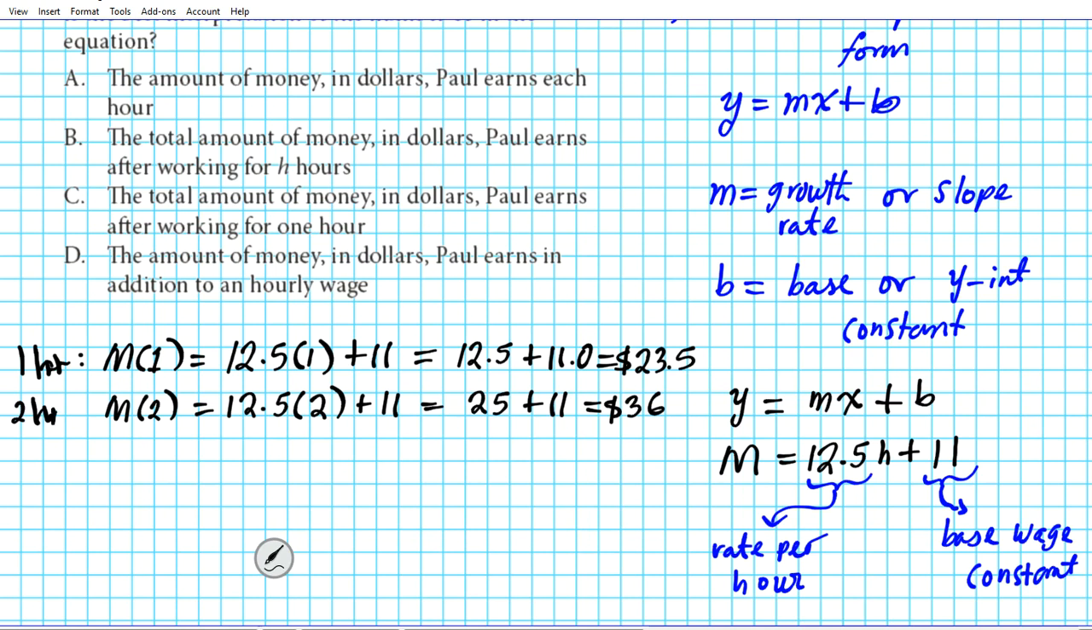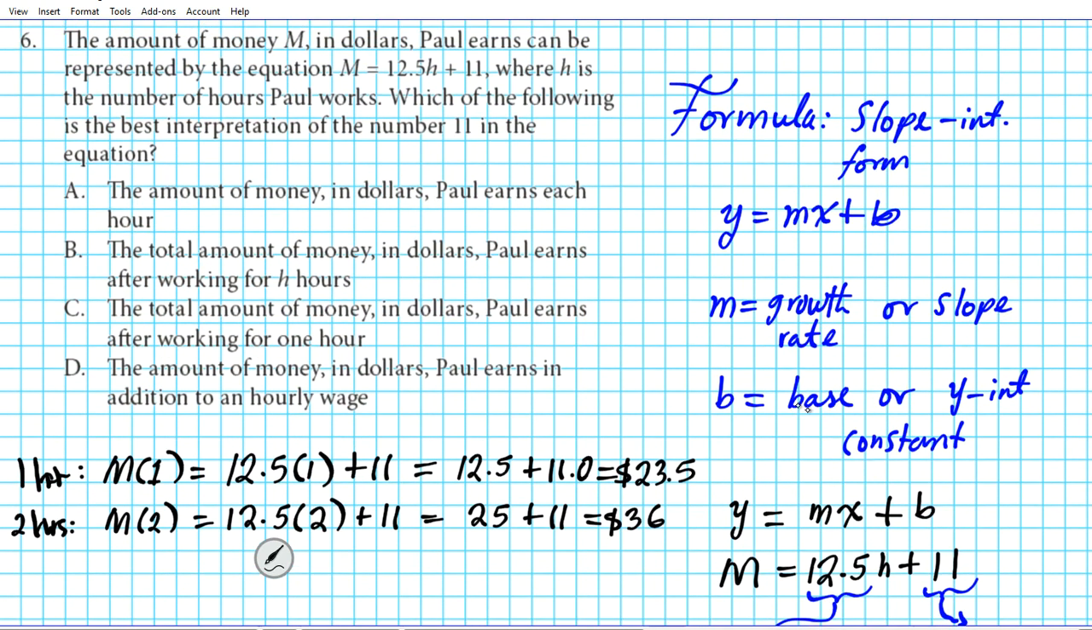Alright, so now let's go ahead and take a look at the options that we have here and see if we can match these options to the different components of this model that we have here, M equals 12.5H. The amount of money in dollars Paul earns each hour. How much does he earn per hour? That's the rate per hour. The rate per hour is what?